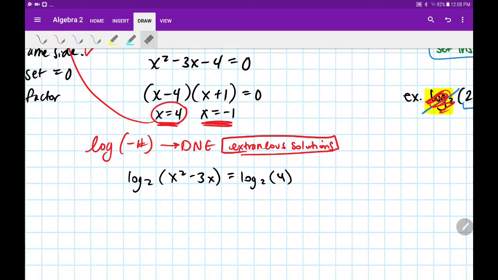Let's try plugging in negative 1 now. It's lunchtime, by the way, in case you didn't notice.